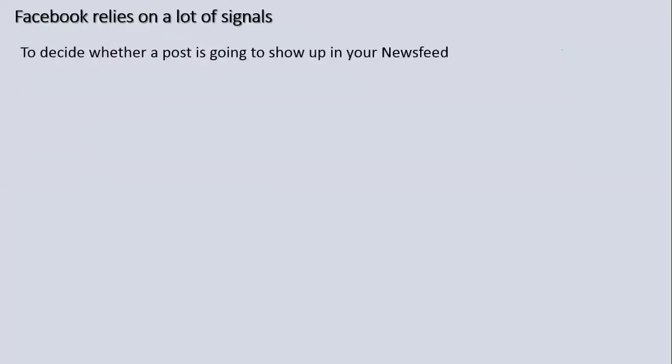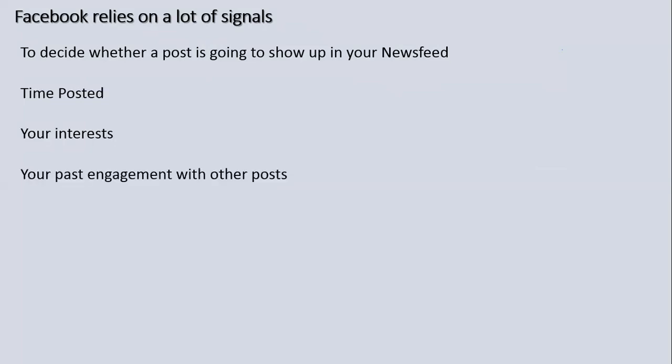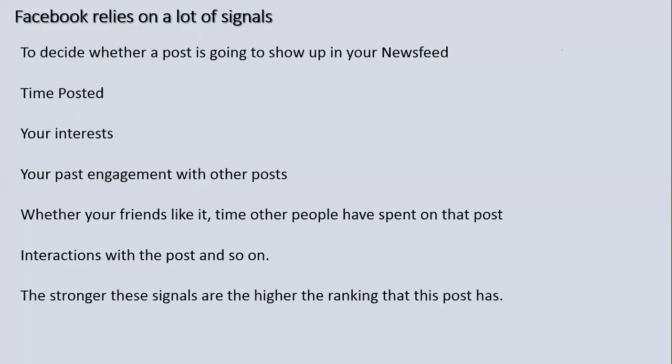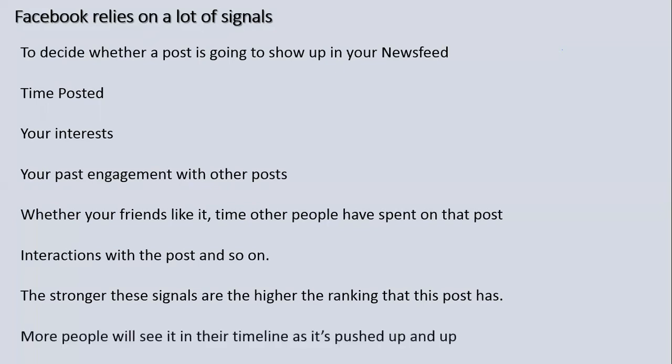And Facebook relies on a lot of signals to decide whether a post is going to show up in your news feed. The time it's posted, your interest, your past engagement with other posts, whether your friends like it, time other people have spent on the post, interactions with the post, and so on. The stronger these signals are, the higher the ranking that this post has, and more people will see it in their timeline as it's pushed up and up.